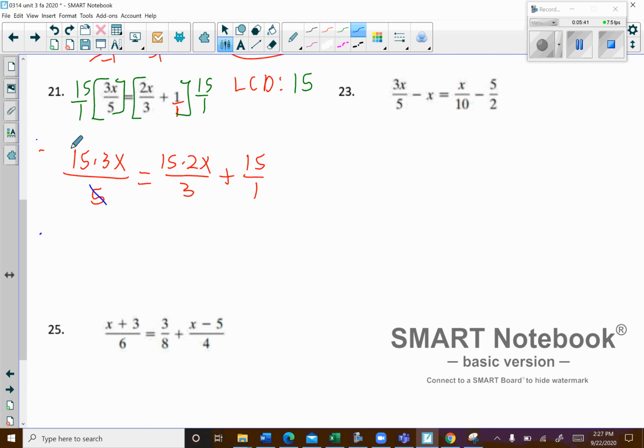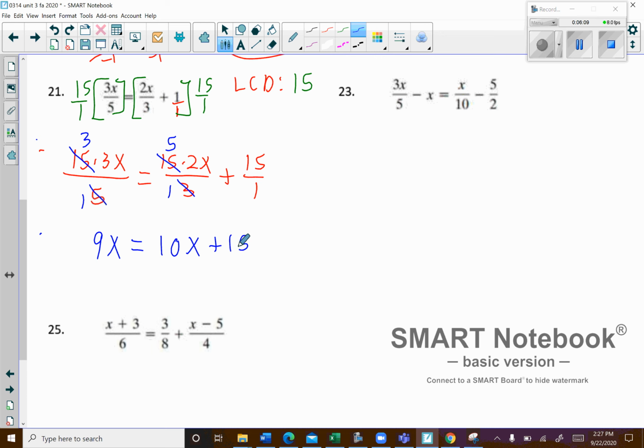So let's see, the 5 and the 15 reduce like that. So the 5 divided by 5 is 1. 15 divided by 5 is 3. So now I'm left with 3 times 3x, which would give me a 9x, okay, equals, and then this 3 divided by 3 is 1, and then divide 15 by 3, and that would give us a 5. 5 times 2x is 10x, and then I'm left with this plus 15 right here.